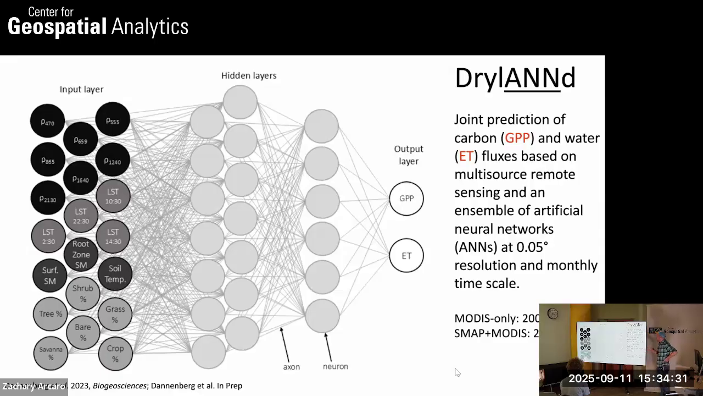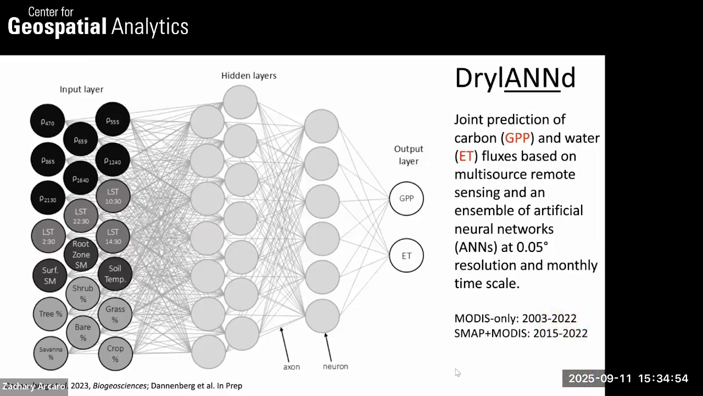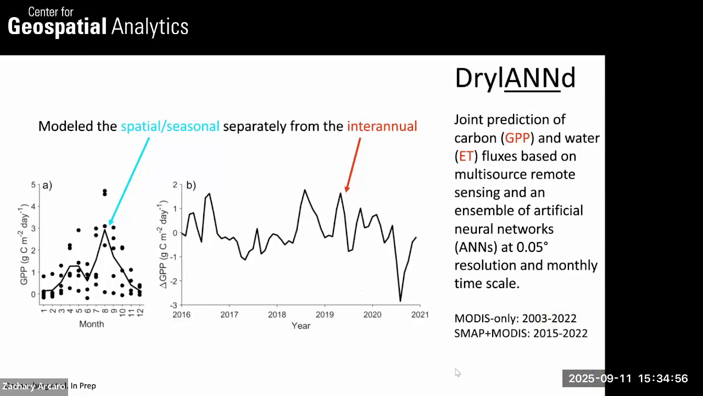And so what we did is we actually built two different versions of our model, which we call Dryland. One that only includes the MODIS-based satellite data, because we can go back farther in time, back to 2003. One that uses SMAP and MODIS that can't go back quite as far in time, but which has the soil moisture information that we think is important. And that one goes back to 2015.